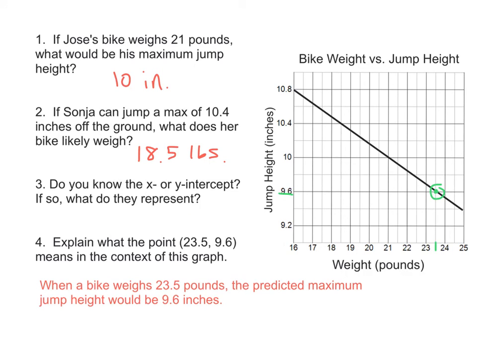And again, just to reiterate, when you're asked to explain what a point means in the context of the graph, you want a full sentence and you want to make sure to include both types of labeling in your response. So when the bike weighs this many pounds, the predicted maximum jump height is this many inches.